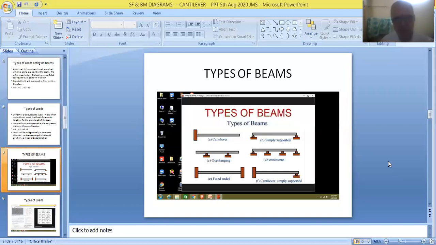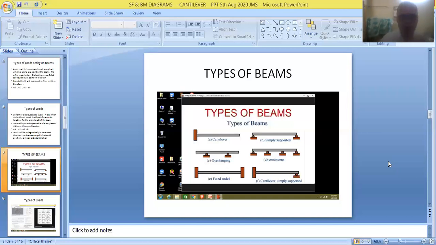So in the previous slide, we were talking about the types of overhanging beams. Overhanging beams with one extension on the right side, overhanging beams with one extension on the left side, and overhanging beams with extensions on two sides. So this is the example of the third category.